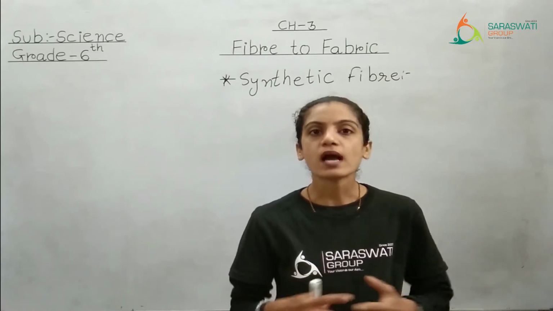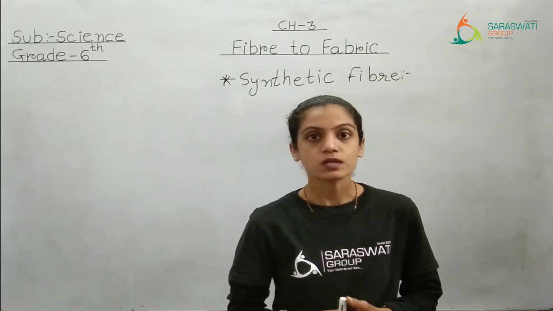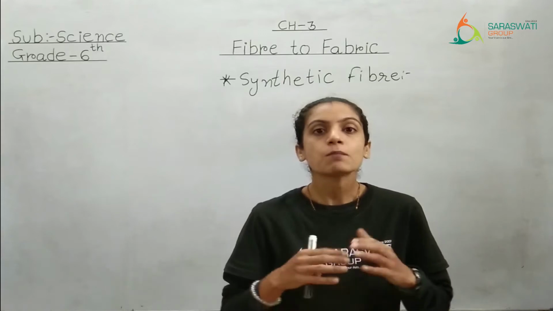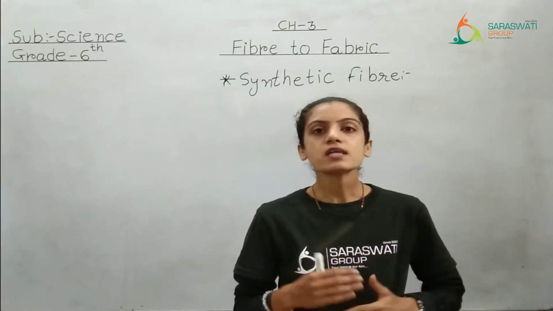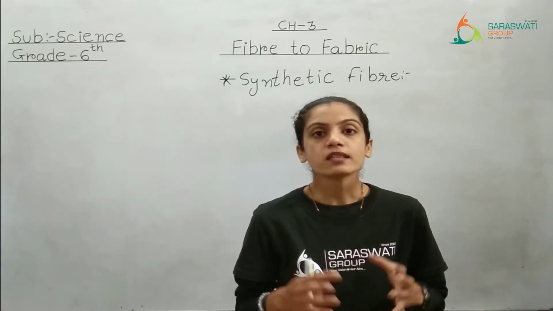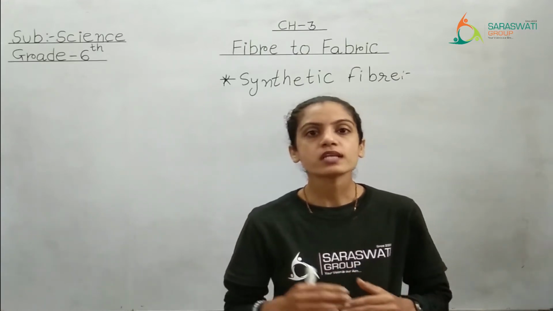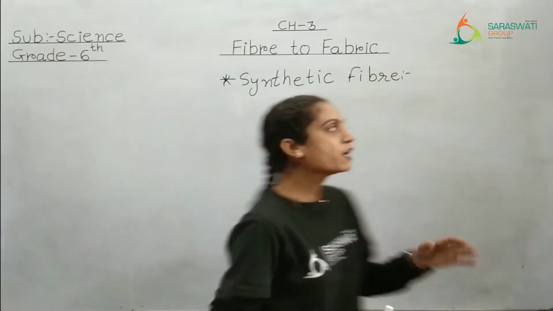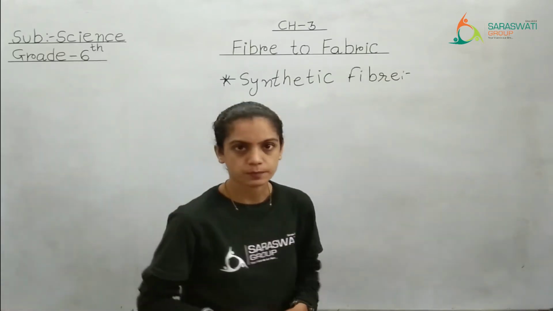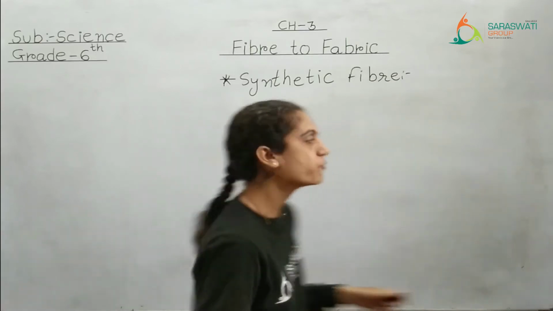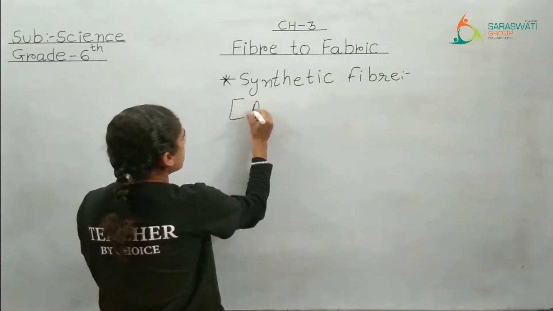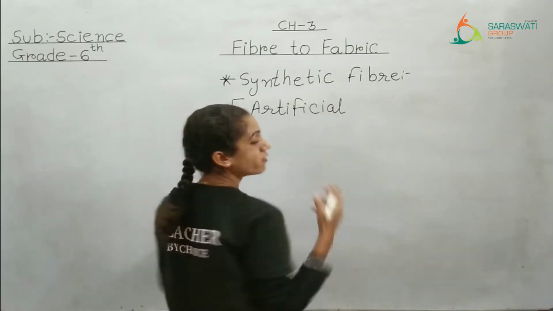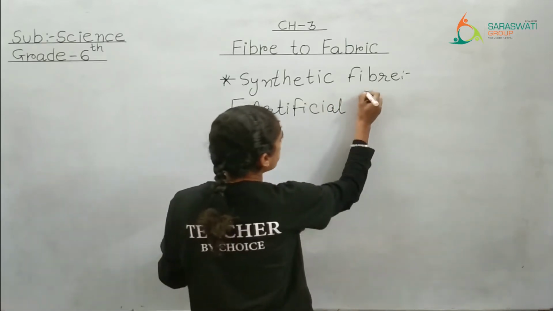Here in this chapter, fiber to fabric, we are talking about the artificial fibers. So here we will talk only about the fabric which is made by humans. Humans are using many chemicals for making clothes, right? And whatever clothes or fibers are made using different chemicals, those fibers are considered as synthetic fibers. It also has some other names, right? If you remember, it can be said as artificial fibers, because it is not made naturally.